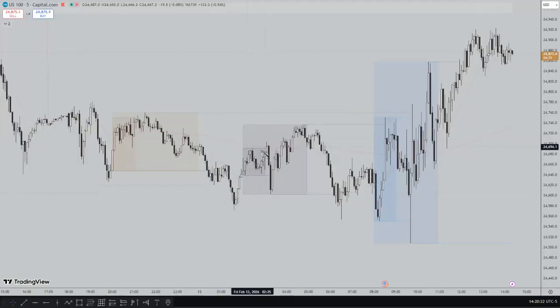We swept the London high here, which is what let us know that we were going to come and sweep down to here, sweep the low of London, push back up to the high, make a new high for the kill zone. We don't sweep it yet. We pull back from it, right? We're clearly showing some resistance here off this area.